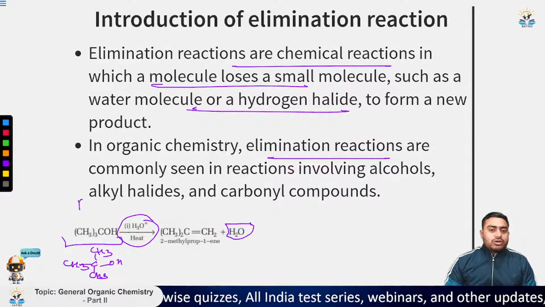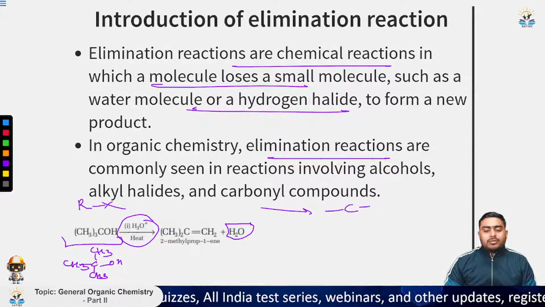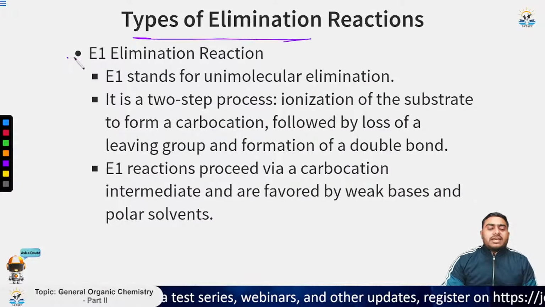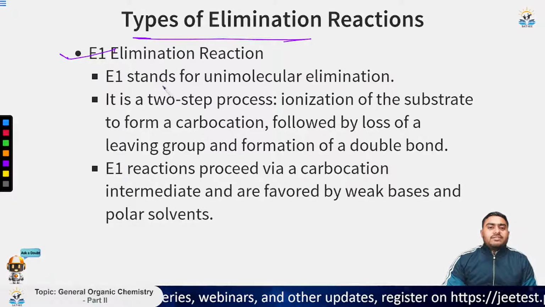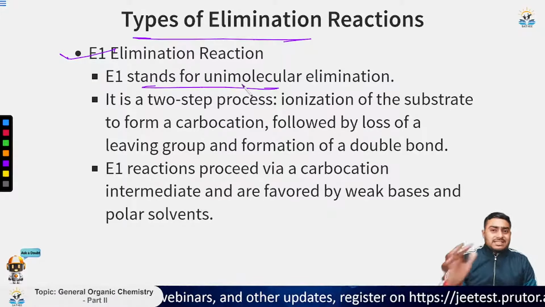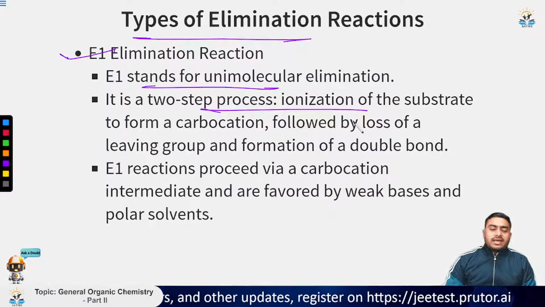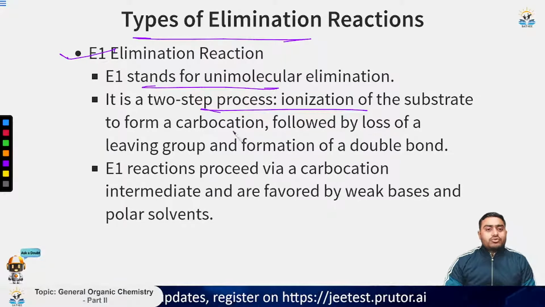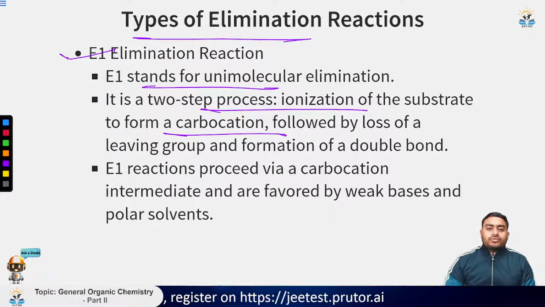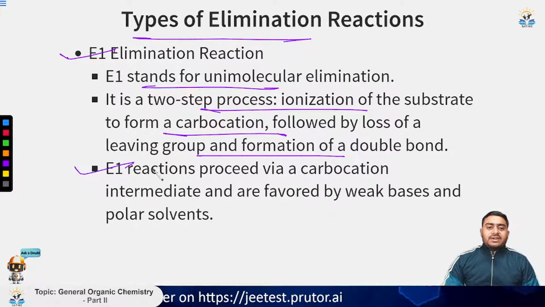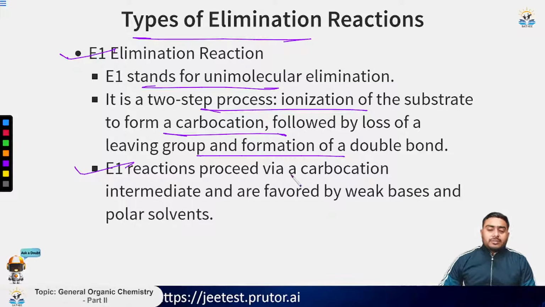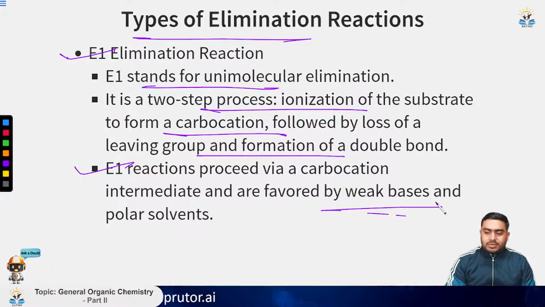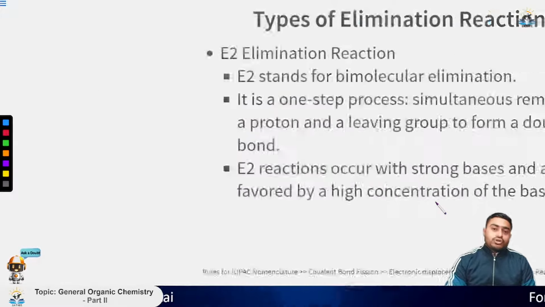That means RX or carbonyl compounds. Carbonyl means like C double bond O compounds. Okay, aldehyde or ketone. There are two types of mechanisms like E1, E2, right? Majorly E1 stands for unimolecular elimination like SN1. It is a two-step process like SN1. The first step is ionization of the substrate to form a carbocation, followed by the loss of a leaving group and formation of a double bond. E1 reaction proceeds by a carbocation intermediate like the SN1 and is favored by weak bases and polar solvent. That is the main point here. Weak base and polar solvent.